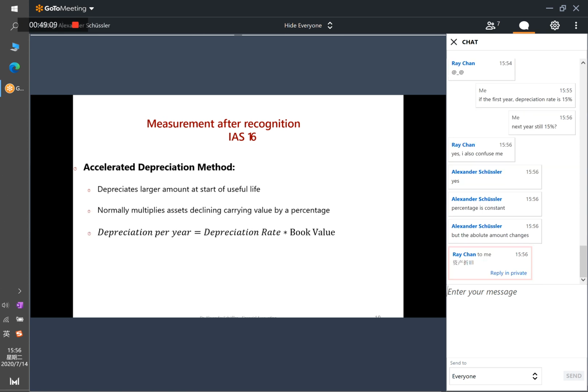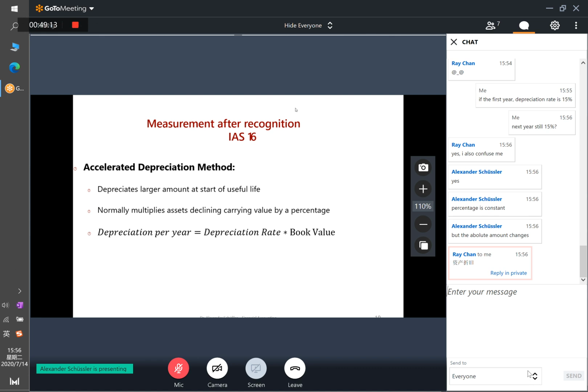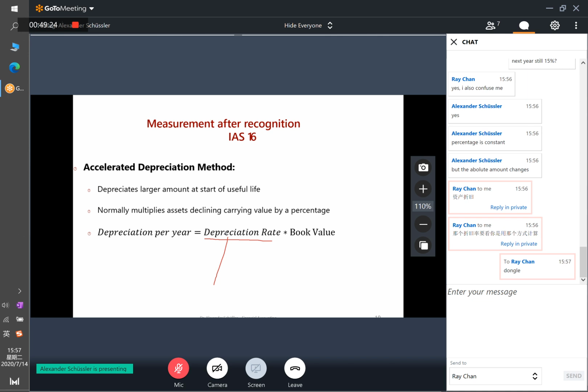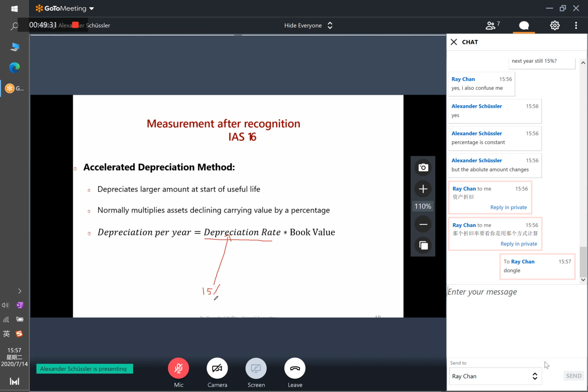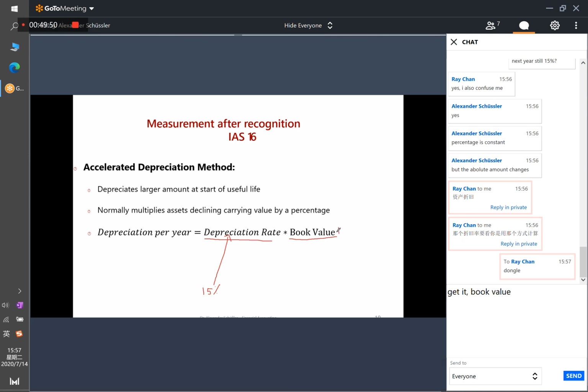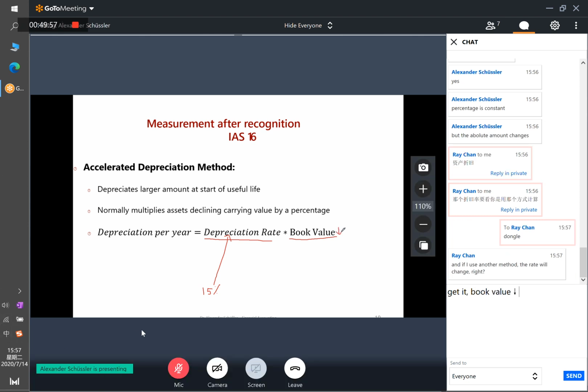So think about it. The depreciation rate stays the same. Let's say this is 15%. Then it stays at 15%. So it's 15% in the first year, 15% in the second year, 15% in the third year. But the book value goes down from year to year, because the book value is what is written on the books, and the book value is decreased by the depreciation.